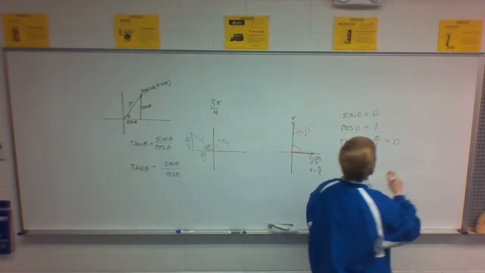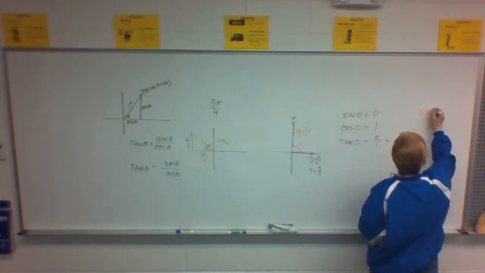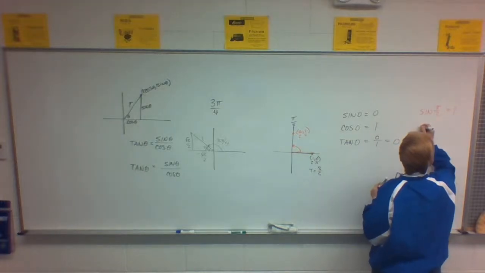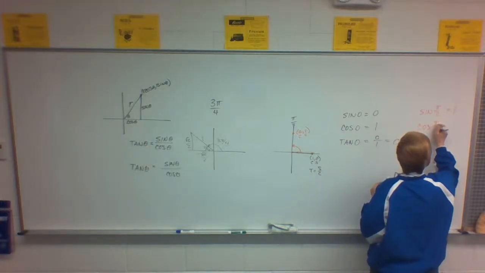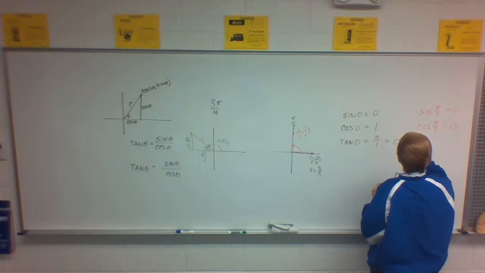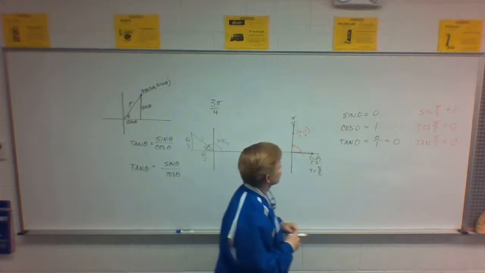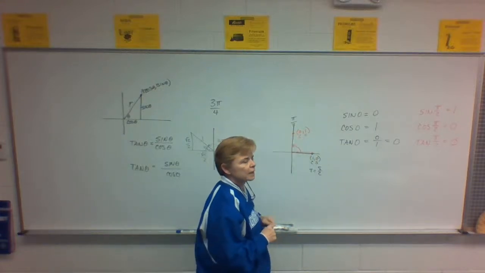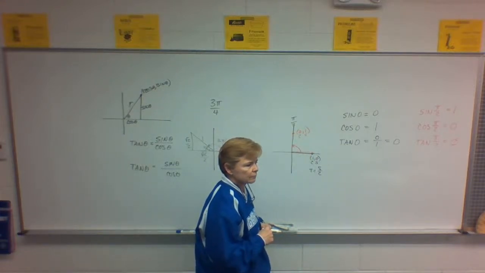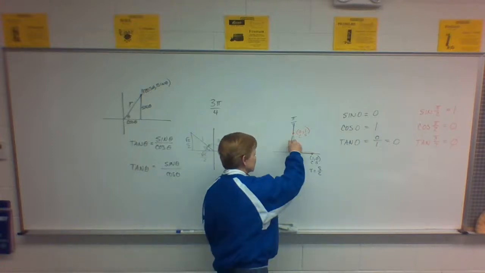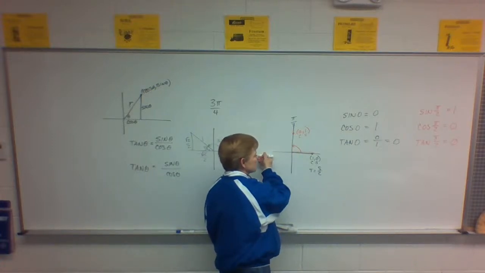Probably should have put that in red. The sine of pi halves is the second one, which is 1. And the cosine of that angle, the quadrantal angle, is 0. And the tangent is undefined, because you can't put 1 over 0 and get anything meaningful. Tangent is undefined at that point. Tangent is also undefined at this one, and 0 at that one.